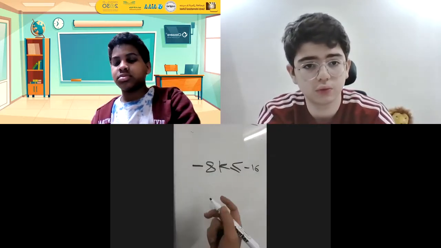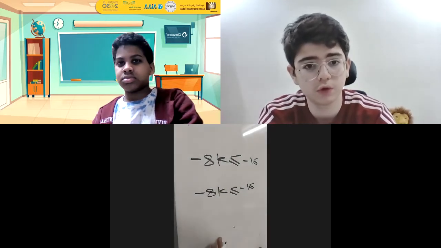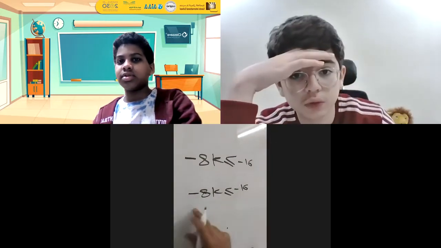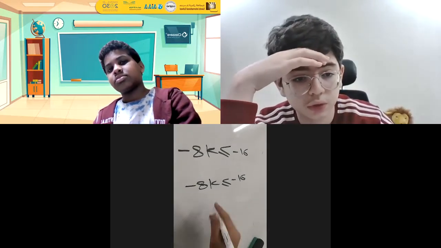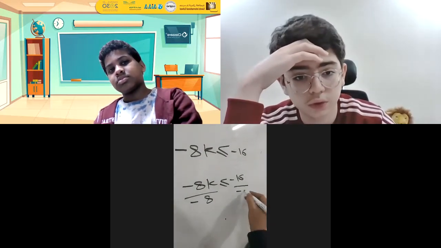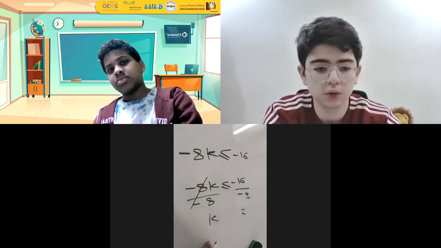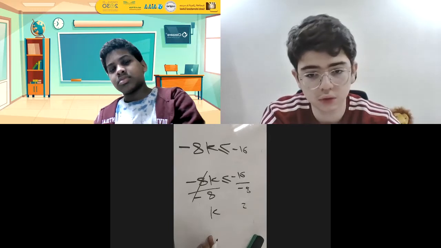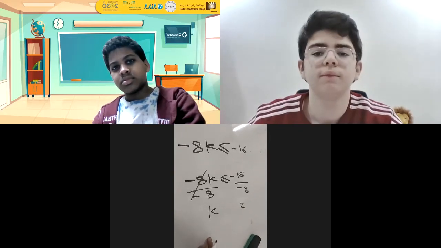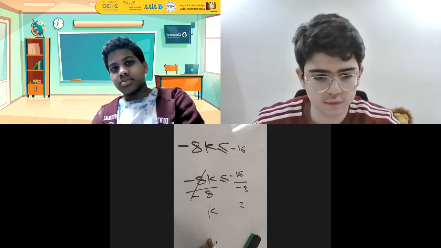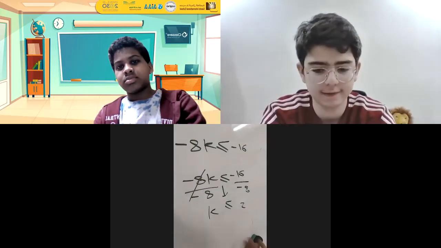Do it with me. What will I do? We rewrite the inequality. This is not an equation, this is an inequality, okay? Then divide both sides by negative 8. So k less or equal 2. We keep this less or equal. No, that is wrong.